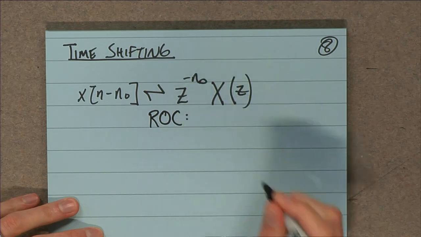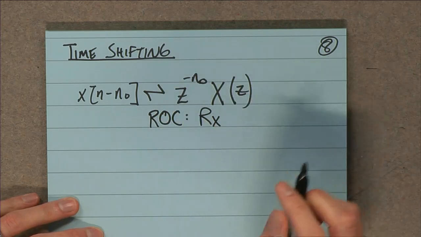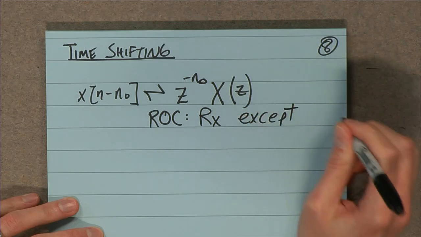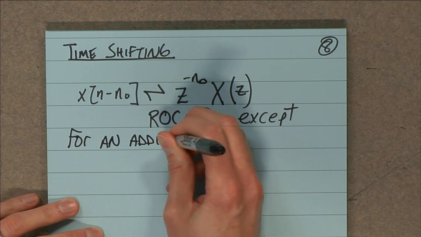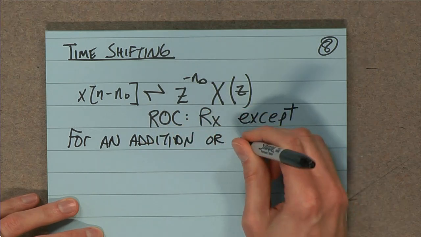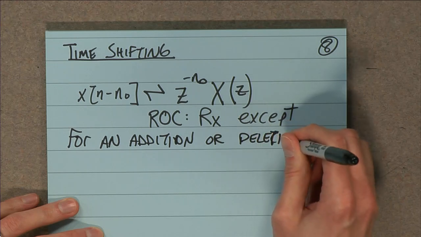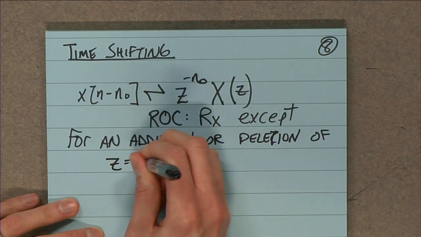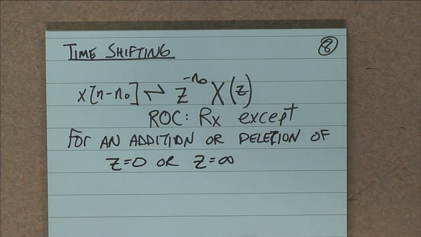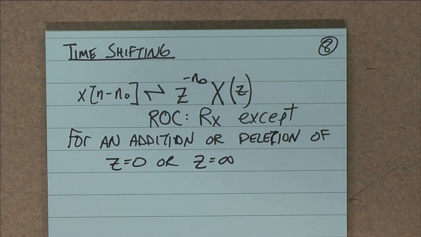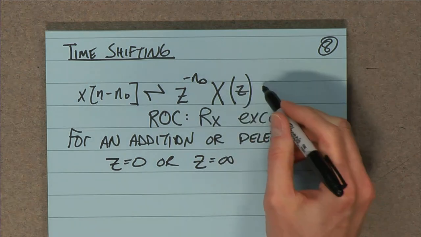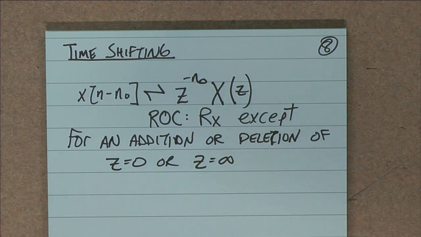What about the region of convergence? It's going to be the same, except, and there's an exception here we'll mention several times, for an addition or deletion of z equals 0 or z equals infinity. It can end up perturbing the region of convergence a little bit. If this ends up canceling another term, if there's a z to the positive n in there somewhere, then it would clearly eliminate that as a 0 if there was z to the plus n naught up there. So sometimes you can end up with changing it.